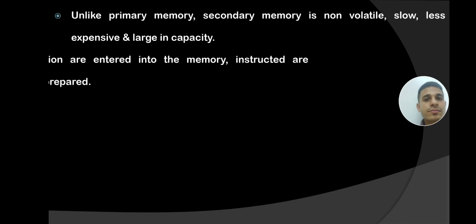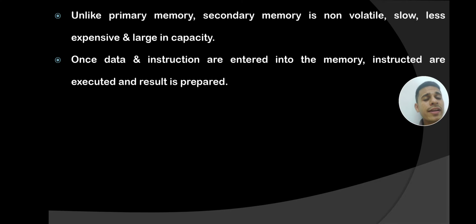Next, once the data and instructions are entered into the memory, meaning when we provide an input and that input is stored inside our memory unit, afterwards that instruction will be processed, or you can call it executed, and once that instruction gets executed, we will get the result, and that result will be considered as our output.